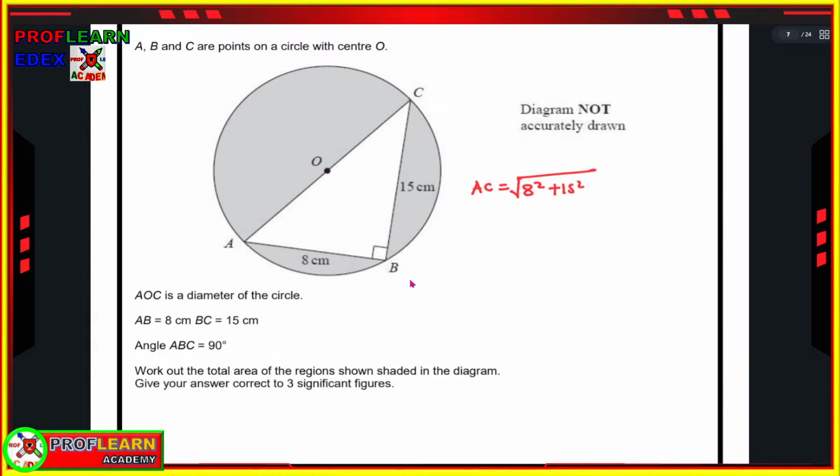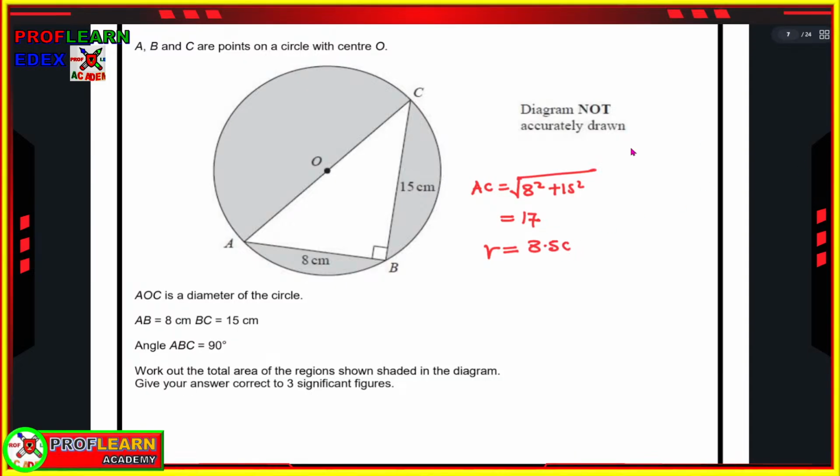So we need to find the distance AC in this case, and that's going to be 8 squared plus 15 squared, and that becomes 289. If you work out the square root of that, we are going to get AC equals 17. So what does that mean to us? It means that the radius is going to be 8.5 centimeters. That's the radius.